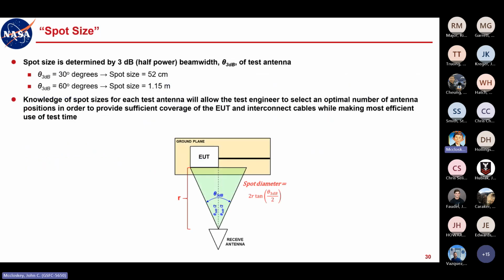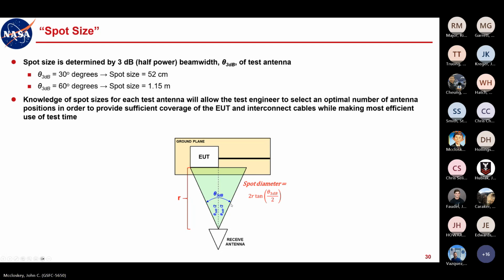So your spot size, this again is a carryover from RE102. The general concept is the same for emissions and susceptibility. But it's determined by that 3 dB or half power beam width of the test antenna. And it's just basic geometry, right? They're going to specify this full angle here, from one edge of the beam to the other. I mean, it's not really an edge, it doesn't just fall off the cliff. But that's how we define it, from the minus 3 dB point to the minus 3 dB point over here.